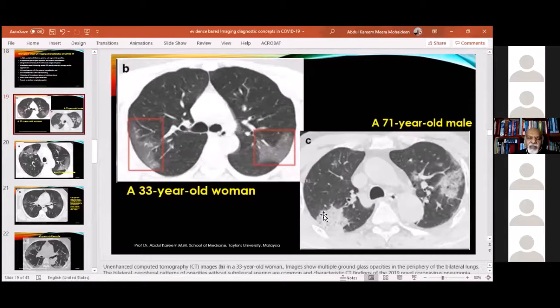Now, surprisingly, when you see the same lesion in a 71-year-old male, the lesions are denser than this. So I'm just putting forward my hypothesis that patients with comorbidity, patients with less immunity, patients with diabetes or AIDS, may have more dense lesions, and the density will increase as the days go by. When the age of the COVID infection is increasing, the density also may increase.